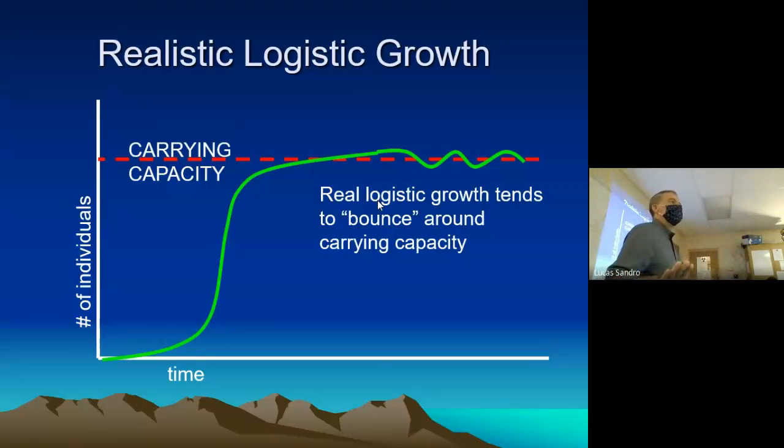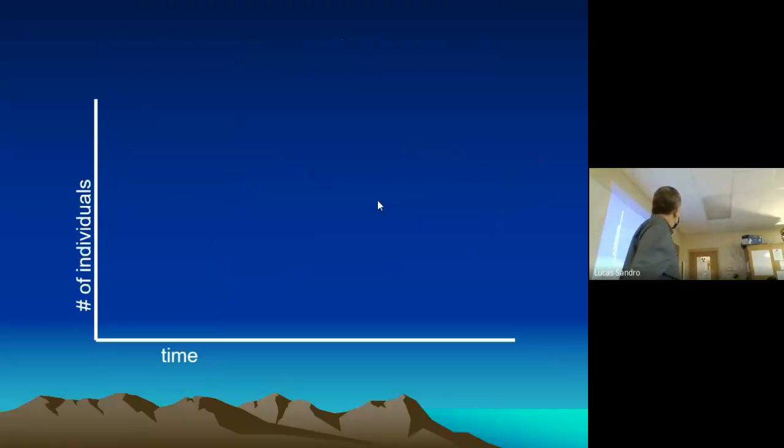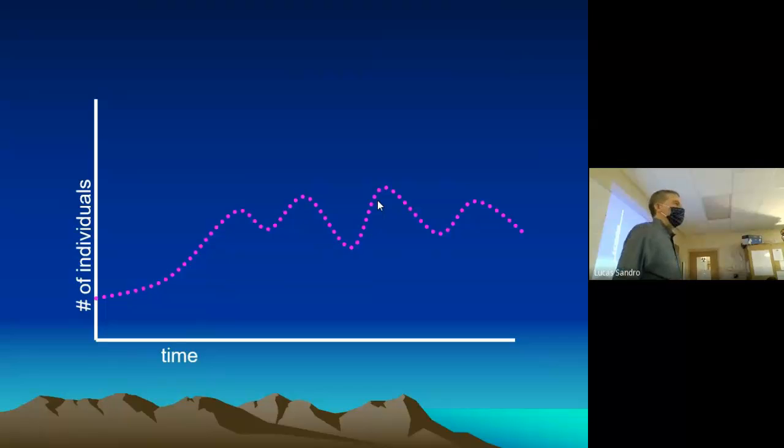Everybody good so far? Okay, so here's a graph. And you tell me what you think, what kind of growth that fits most closely with. Don't draw it yet. Which curve is that? Realistic logistic. Last one we did, right? Realistic logistic growth.